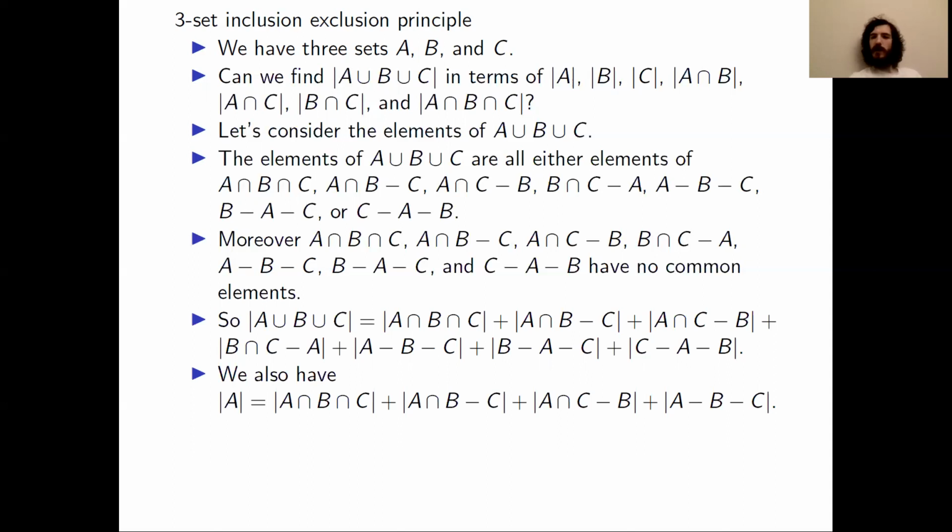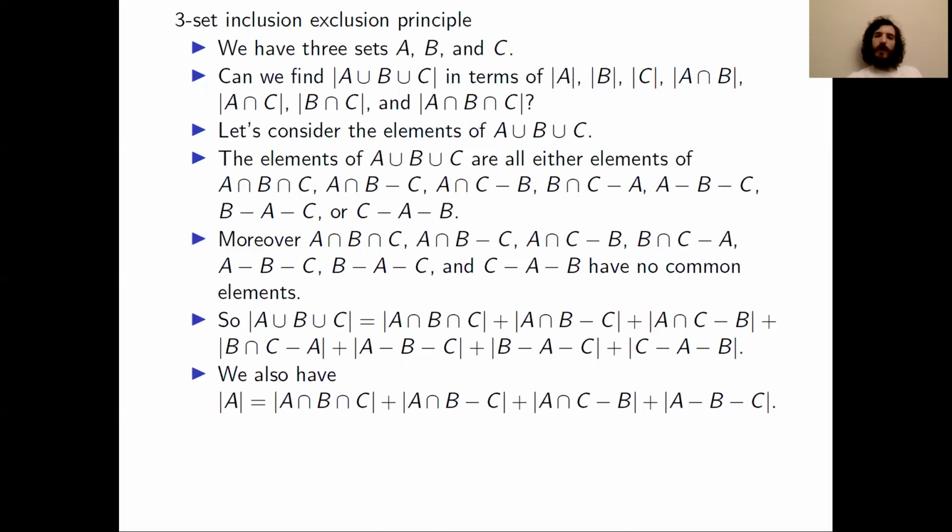Now, in order to derive the formula for the three-set inclusion-exclusion principle, it's going to help us to find formulas for the cardinalities of A, of B, of C, and of A intersect B, of A intersect C, and B intersect C in terms of the 7 sets that we use in the sum for the cardinality of A union B union C. So first, let's start with the set A.